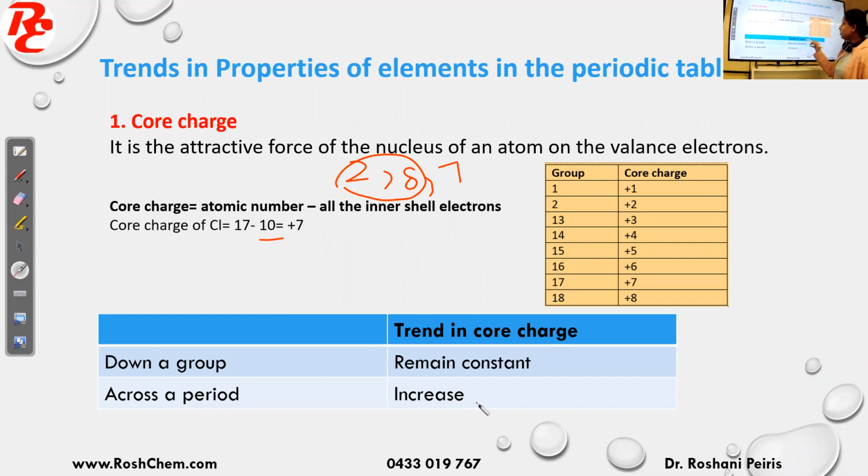So what will happen to the core charge when you go down the same group? You can see for group 1, the core charge for any element in group 1 is plus 1. Group 16, any element is plus 6, which means the core charge remains constant down a group. So the trend is: down a group, it remains constant. Across a period, the core charge increases.